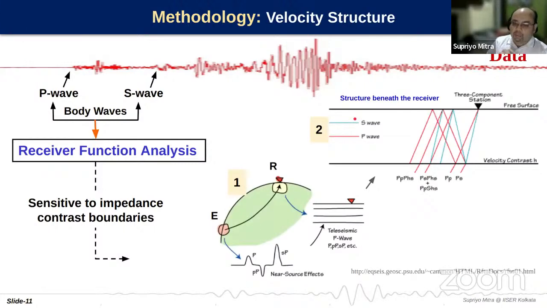Let me demonstrate this a bit more with a cartoon. If you have an earthquake marked as E, recorded at a teleseismic distance at a receiver R, and you approximate the region just underneath the receiver as a stack of layers, you have a plane P wave which hits this boundary, transmits through these layers, converts and reverberates, and you can use these to look at the structure. What you see in 2 is the plane P wave which transmits.